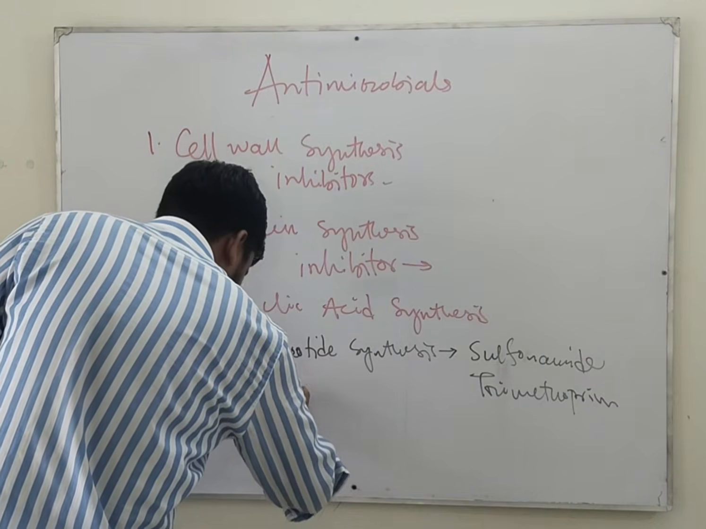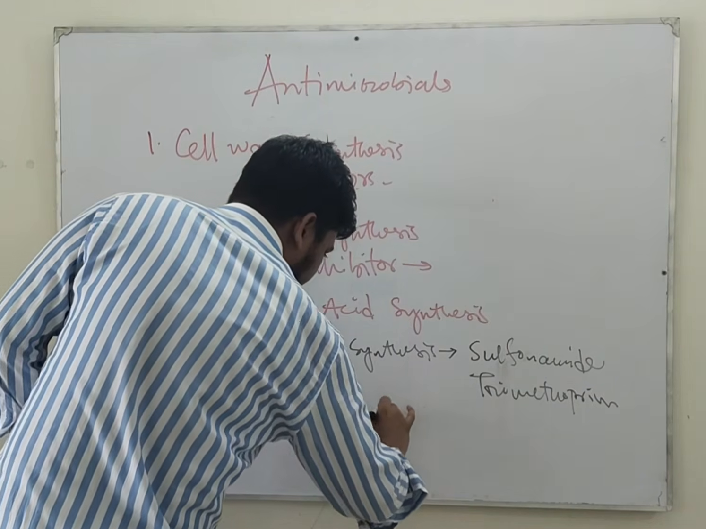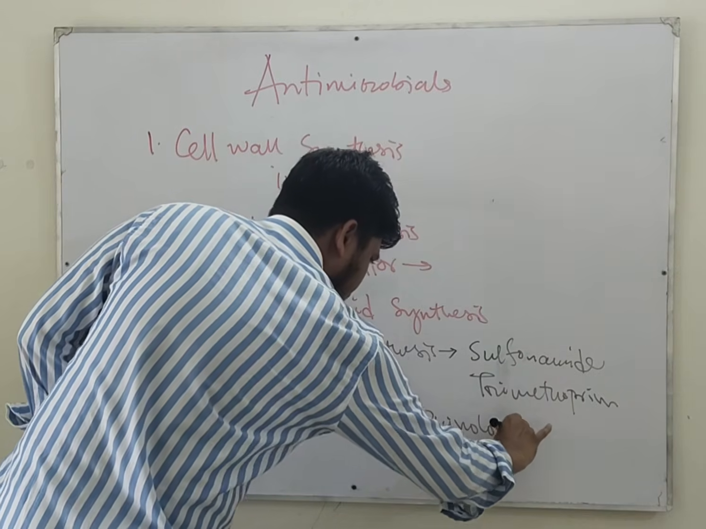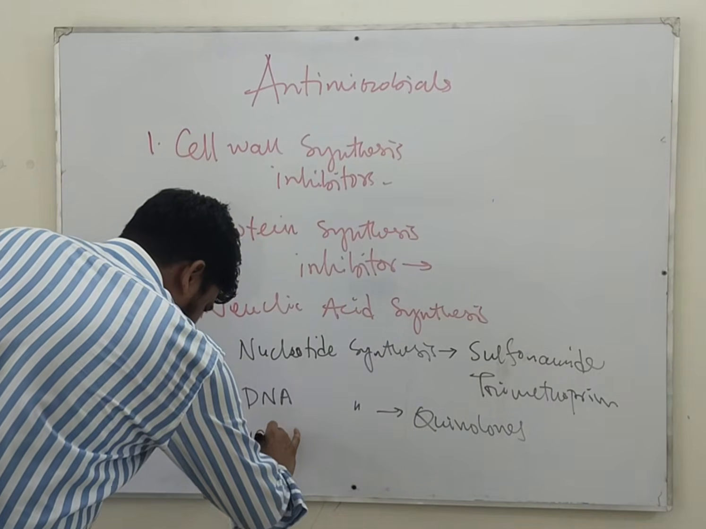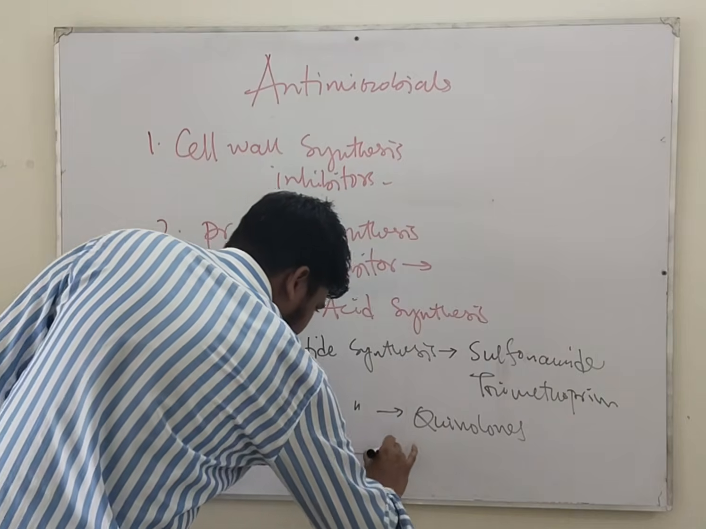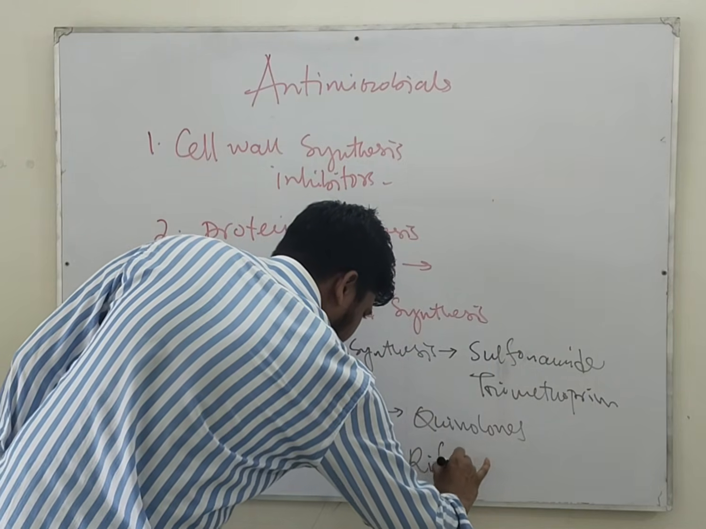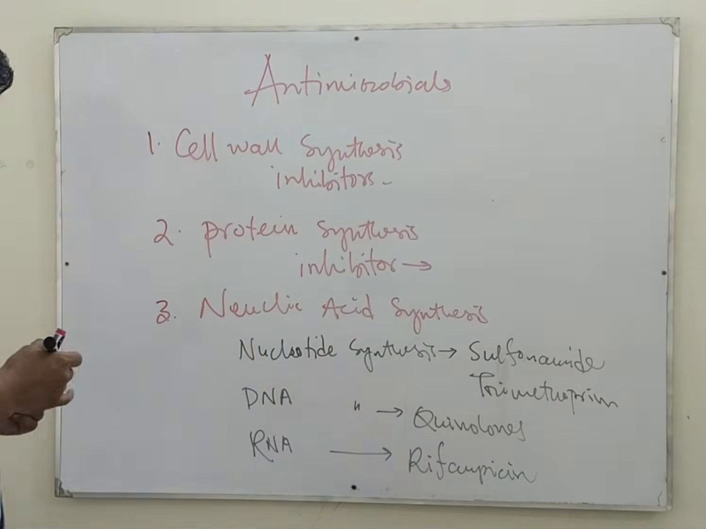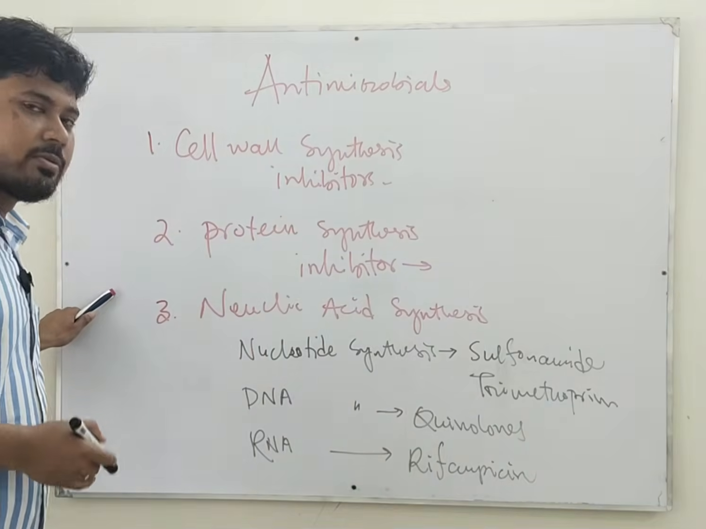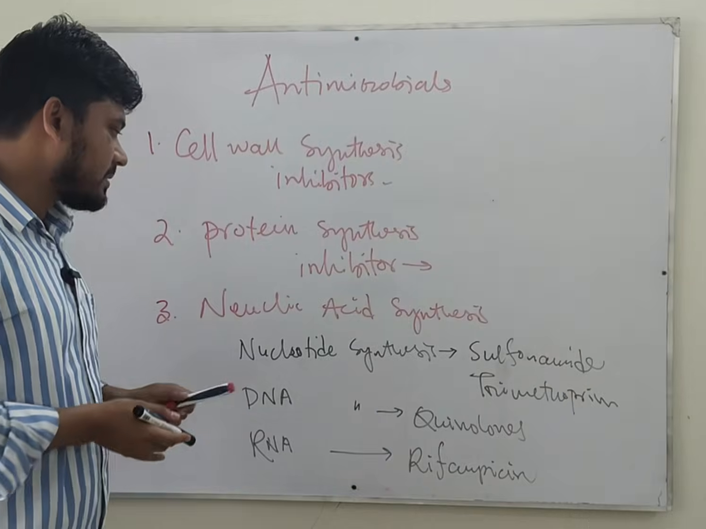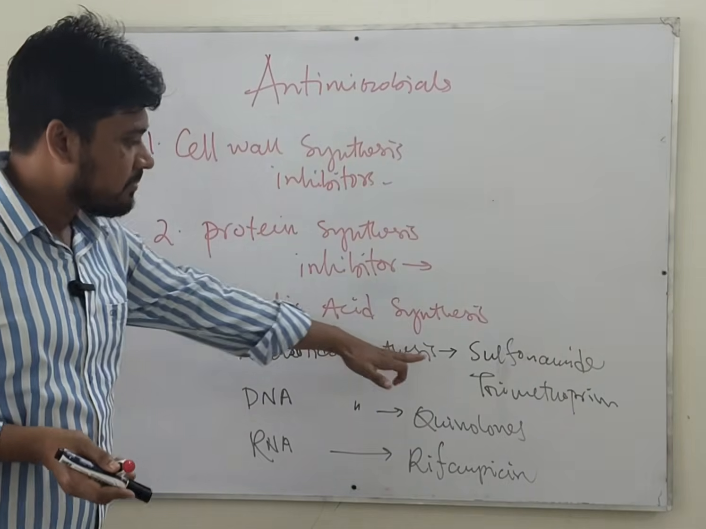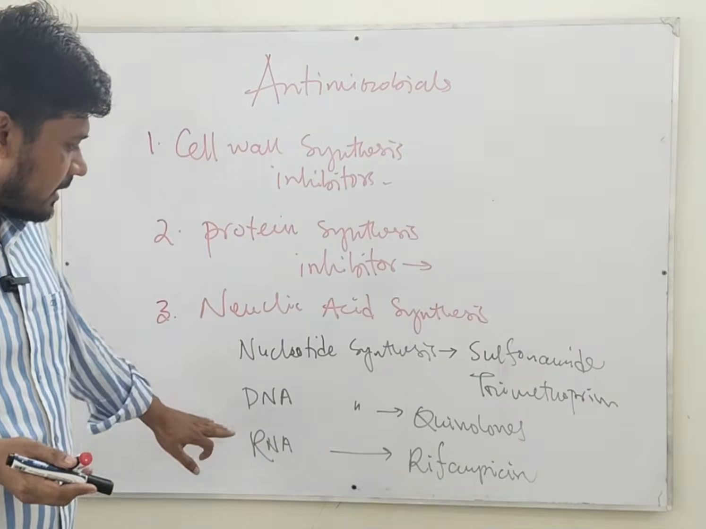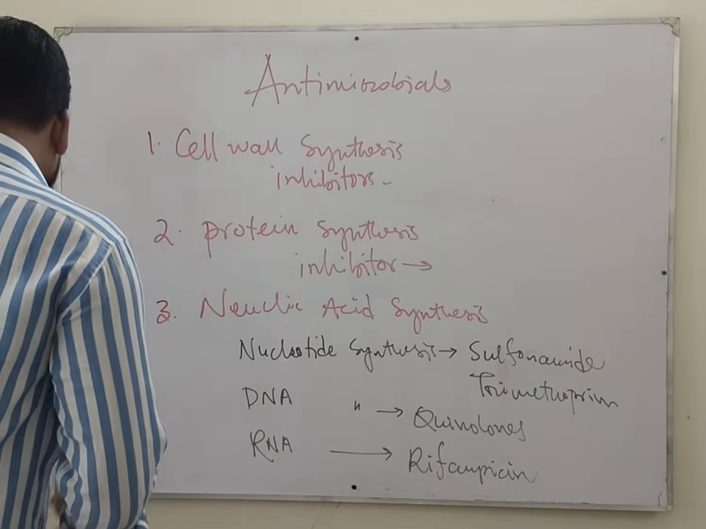Some inhibit DNA synthesis. These are quinolones. Some inhibit RNA synthesis, like rifampicin. So nucleic acid synthesis inhibitors are 3 types. Nucleotide synthesis inhibitors are sulfonamide, trimethoprim. DNA synthesis inhibitors are quinolones, and RNA synthesis inhibitor is rifampicin.